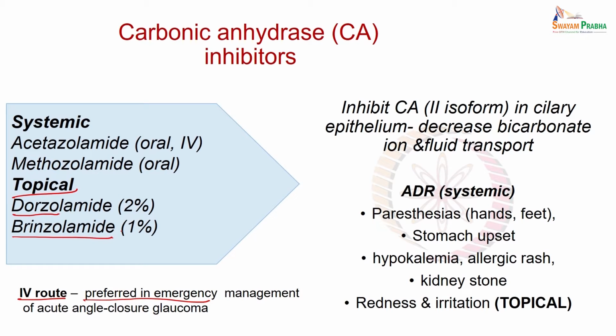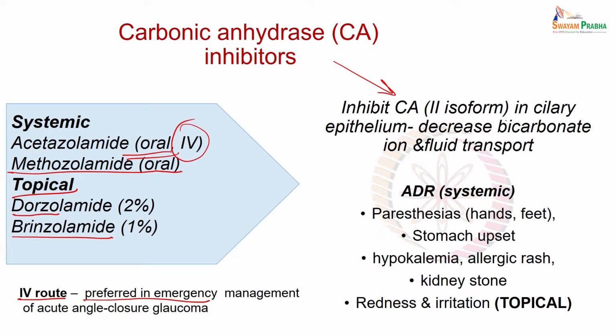Acetazolamide, which is a conventional carbonic anhydrase inhibitor, has the advantage that it can be given by oral route and can also be given in emergency situations by intravenous route. Methazolamide is given by oral route. How do these carbonic anhydrase inhibitors act?